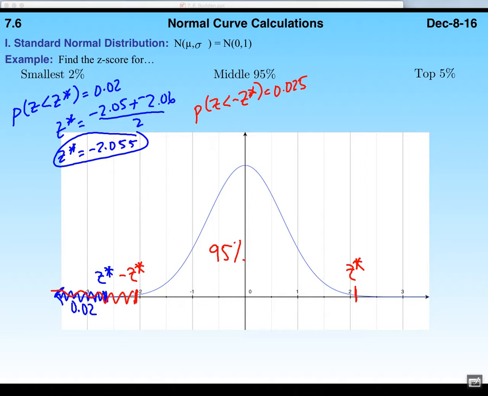Now you gotta search on the table and find 0.025. This one's on there exactly. Negative 1.96. So our negative z star is negative 1.96, and our positive z star is 1.96. Any values between negative 1.96 and positive 1.96 fall within the middle 95%.